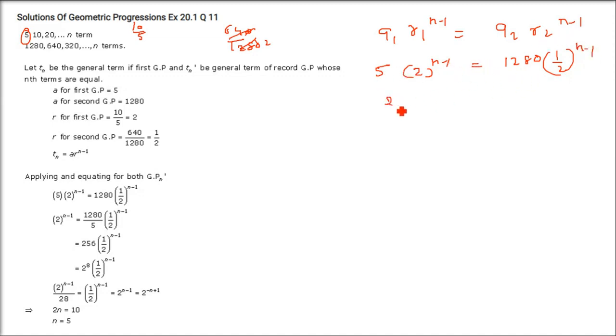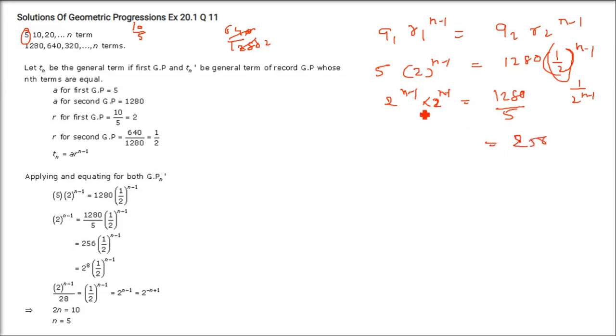Now 5 you can bring it here on the right hand side, and this 2 to the power n minus 1 is already there. Now multiply the right hand side by 1 by 2 to the power n minus 1. So now take this on the left hand side, cross multiply, and 5 on the right hand side in the denominator. So you get 2 raised n minus 1 equals 1280 by 5.